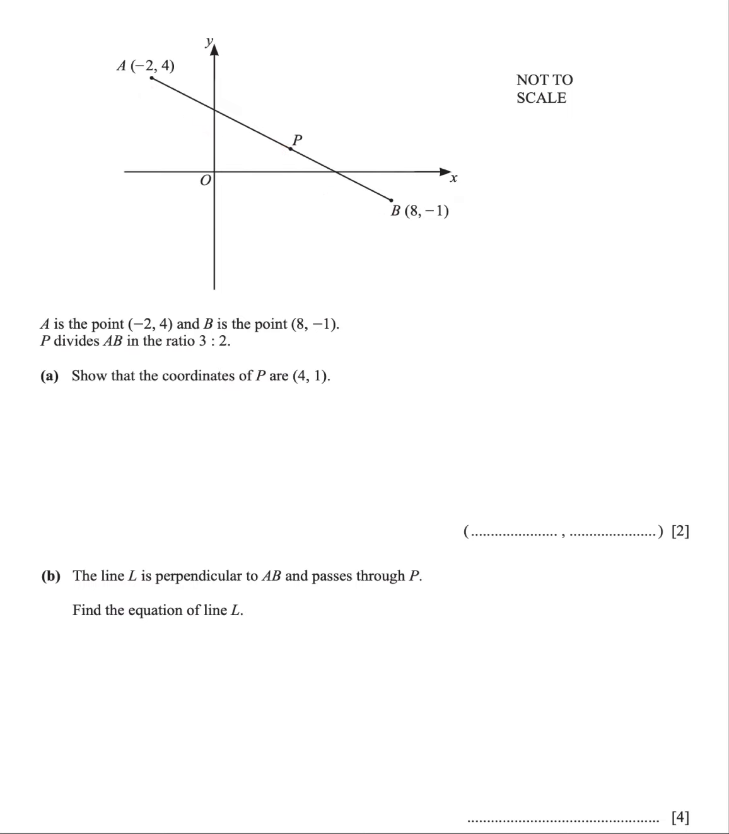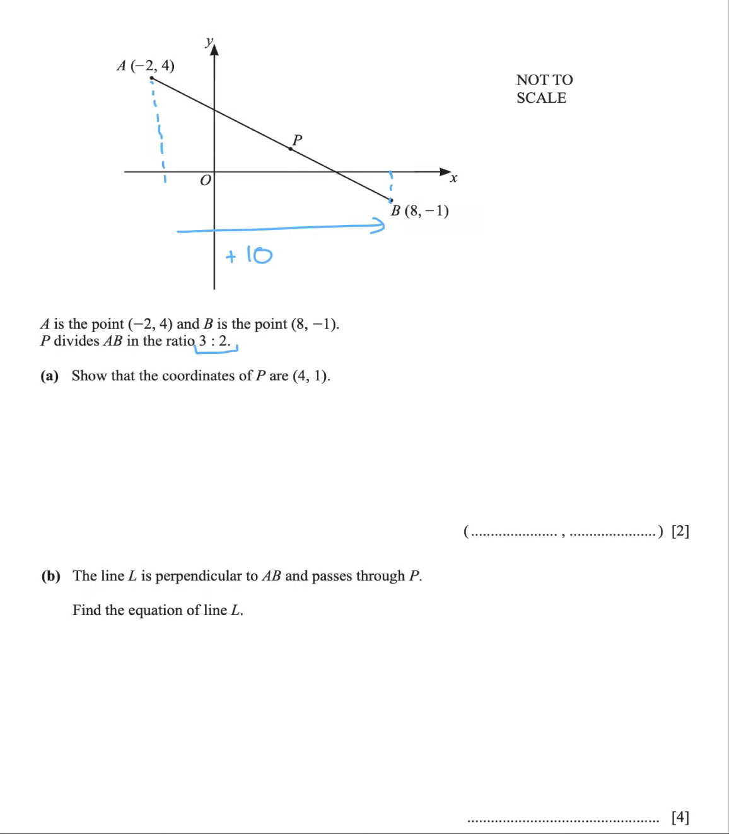So to find the coordinate, one thing that I can do, because I've got to show that the coordinates are this, is essentially work the question out as if you weren't given it and then afterwards check that it's the right answer. So if I think of this here, in the x direction, we're going from -2 to 8. So that's a jump of 10. And my ratio was 3 to 2.